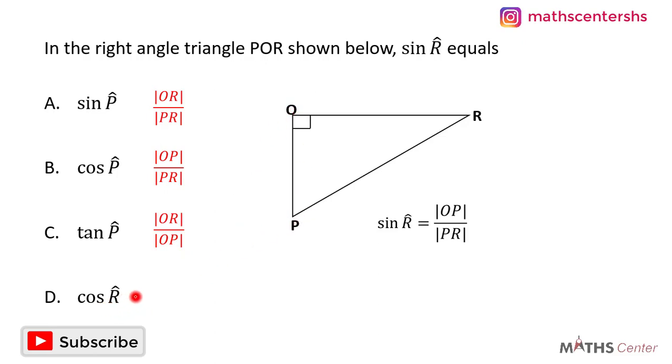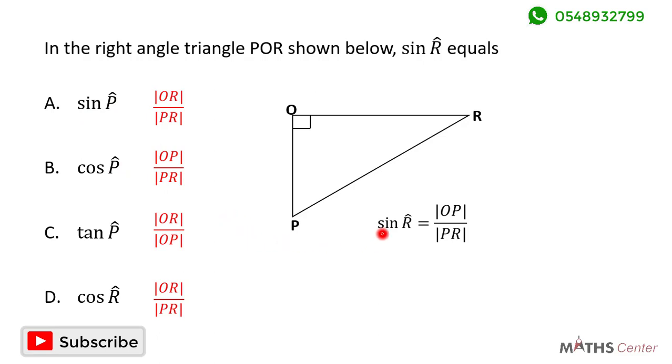If we consider R, OR is the adjacent side, PR is the hypotenuse. We know that cos is equal to adjacent divided by hypotenuse. So cos R will be equal to the adjacent side, which is OR, divided by the hypotenuse, which is PR. So you have been able to find sine P, cos P, tan P, and cos R. We will have to compare it and see which one is the same as sine R.